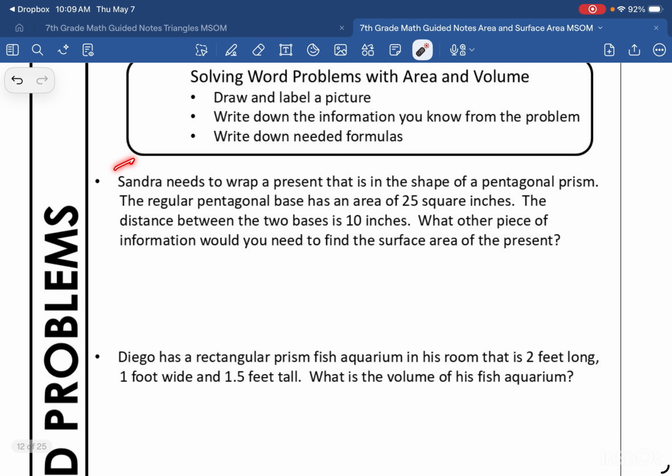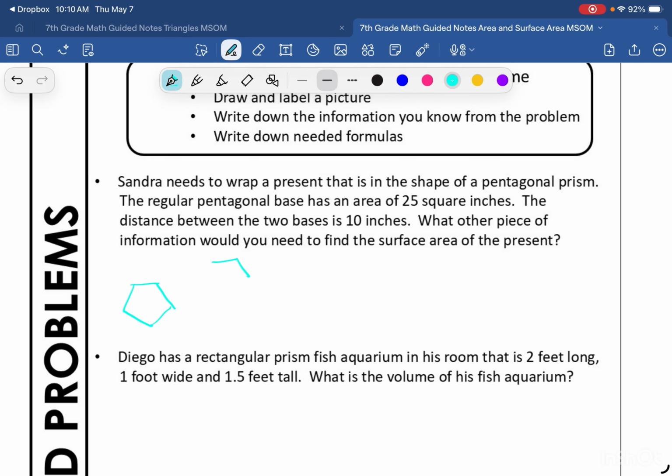Sandra needs to wrap a present that is in the shape of a pentagonal prism. The regular pentagonal base has an area of 25 square inches. The distance between the two bases is 10 inches. What other piece of information would you need to find the surface area of the present?